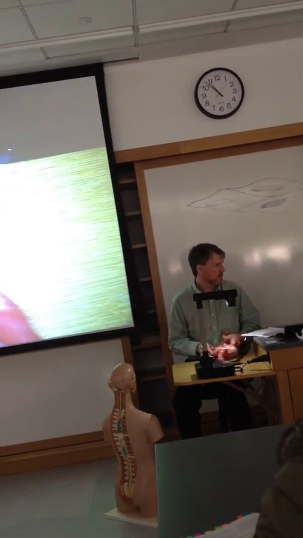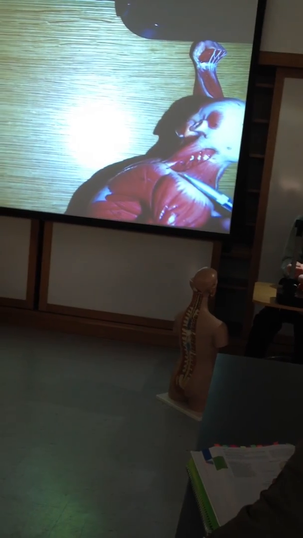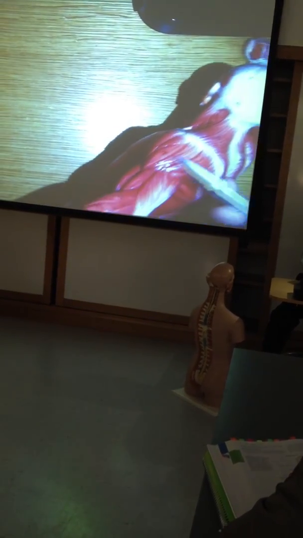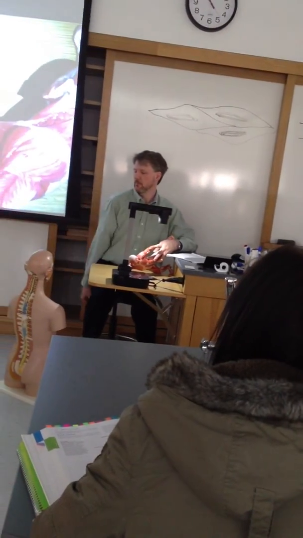Okay. Deltoid. Deltoid is your shoulder muscle. Here it is. It originates on the scapula and on the clavicle, and then it inserts on the humerus. And so it's an important abductor of the arm.